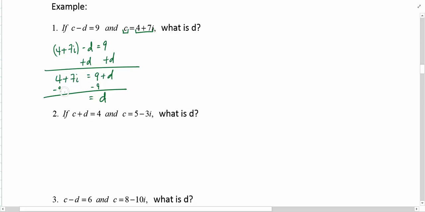And we would combine like terms on the left-hand side. Since 9 is a real number, we would subtract 9 from the real number 4. 4 minus 9 is negative 5. The imaginary component remains unchanged, and we have negative 5 plus 7i is equal to d.